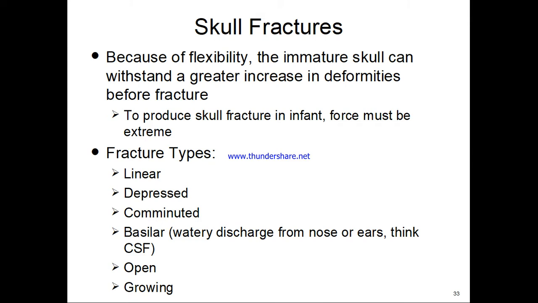Different types of skull fractures are linear, depressed, comminuted, basilar, open, and they could be fixed or growing. Basilar is a fracture at the base of the skull, and when that happens, often cerebrospinal fluid escapes as watery discharge from the nose or ears. Anytime you see that following a head injury, think that's possibly cerebrospinal fluid.